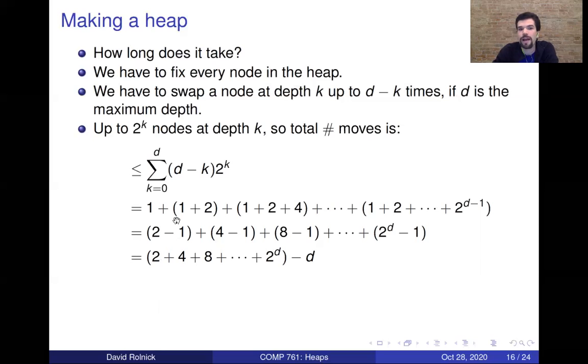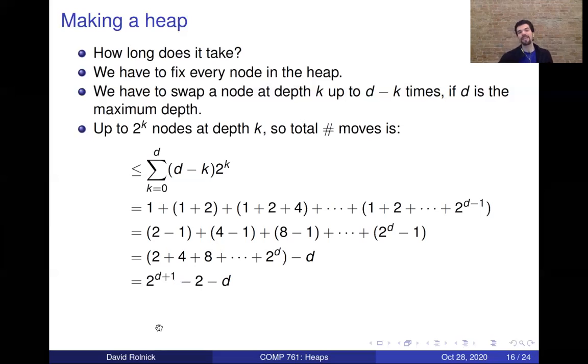And just moving all this stuff around, there were d of these, so it's minus d, and it's 2 plus 4 plus 8 all the way up to 2 to the d, minus d. And then we use it again. And this is not quite as nice as this, because it's missing the 1 in front. So it's actually 2 to the d plus 1 minus 2 instead of 2 to the d plus 1 minus 1, because it's also missing the 1. It's 2 to the d plus 1 minus 2 minus d.